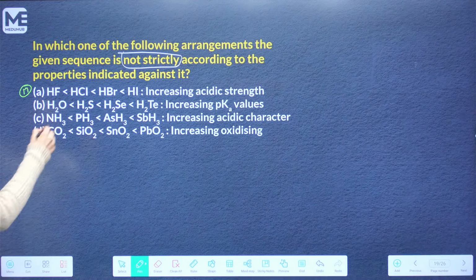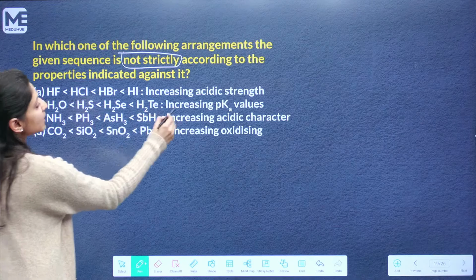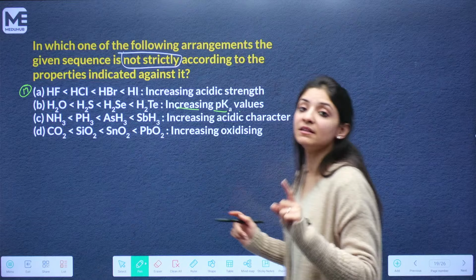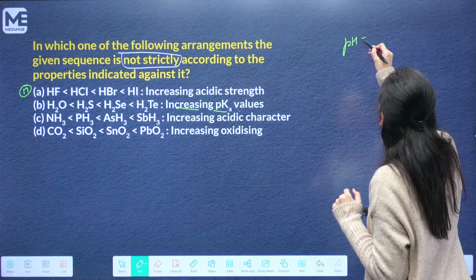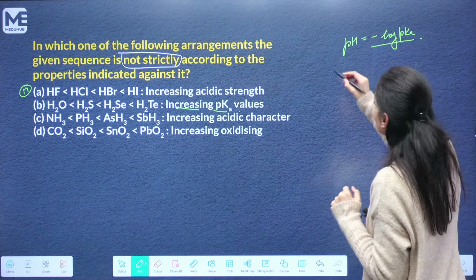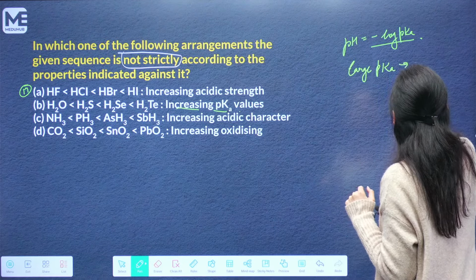Now, second is H2O, H2S, H2Se and H2Te in increasing pKa values. So they're again talking about acidity. The difference is they're talking about pKa. So pKa is minus log of Ka. So large pKa means less acidic.